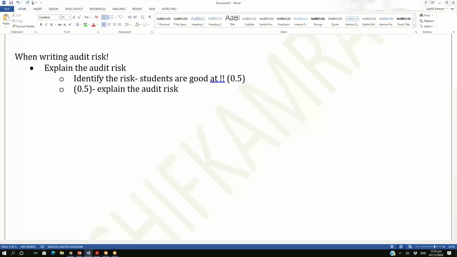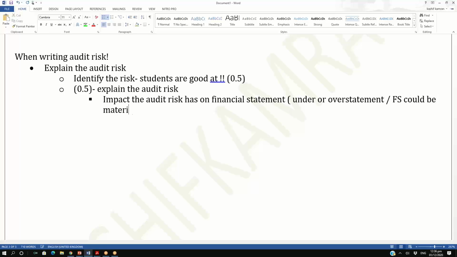Now, what you need to do? When you're explaining the audit risk, you need to be very particular about the impact the audit risk has on financial statements. I have seen so many times that students don't write the proper impact the audit risk has on the financial statement, which is the under or over statement, or perhaps that the financial statements could be materially misstated.